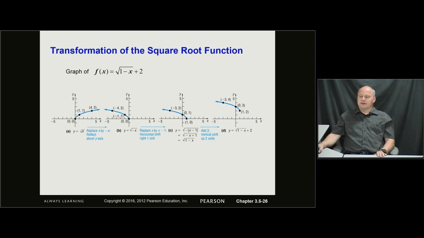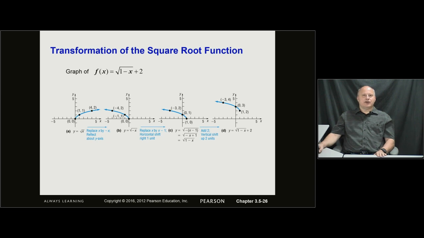All right? So now the transformation of a square root function. I put these all under one slide here, to see if I can combine them. So f of x equals the square root of 1 minus x, plus 2. We begin with the square root of x. That's what the square root of x looks like. And then we take the square root of a negative x, because the f of x has a negative x inside there.